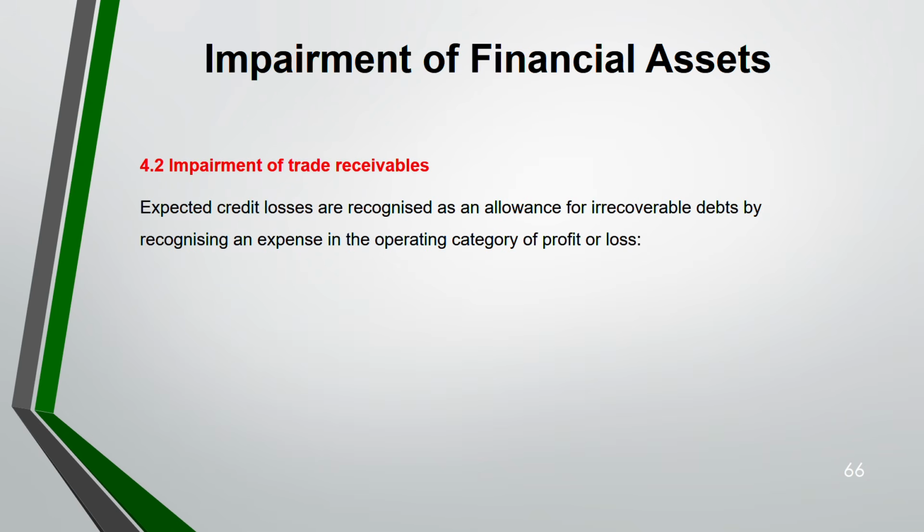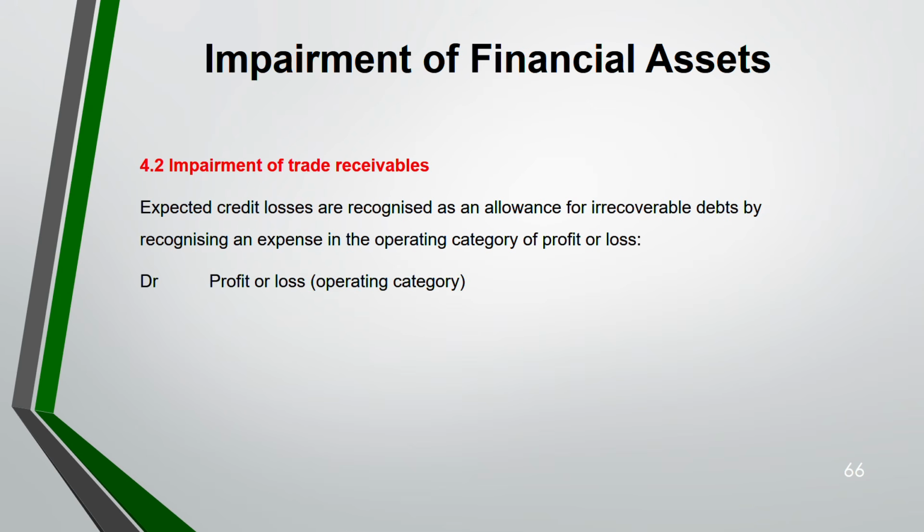Now, expected credit loss is recognized as an allowance for irrecoverable debt by recognizing it as an expense in your operating category in your statement of profit and loss. Where are you writing it in your profit and loss? In the operating category. It is an expense.